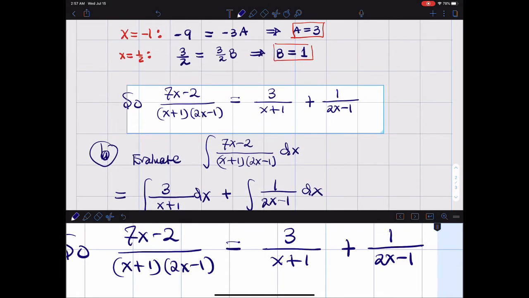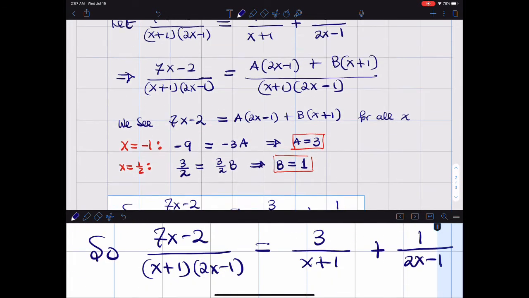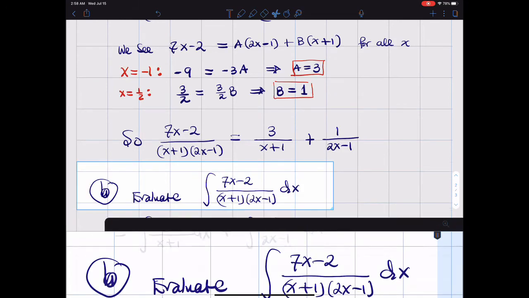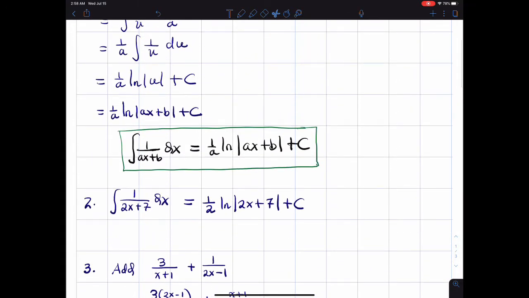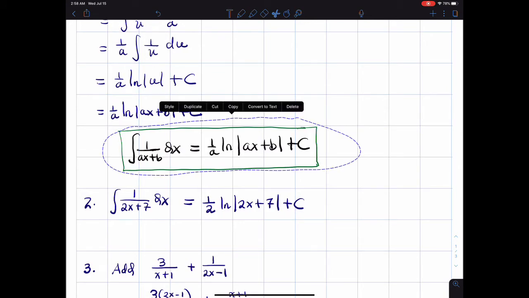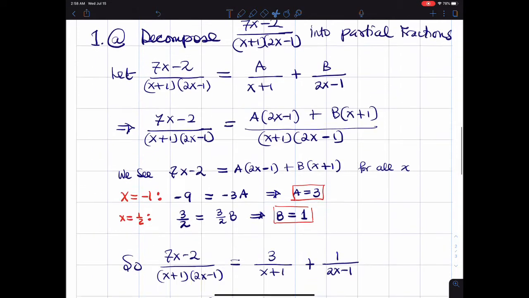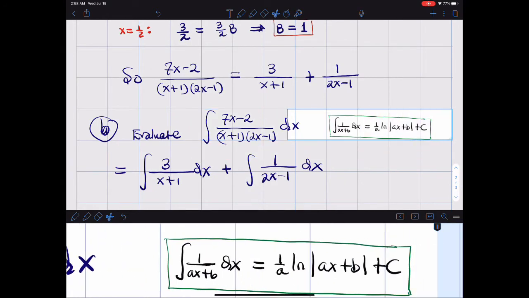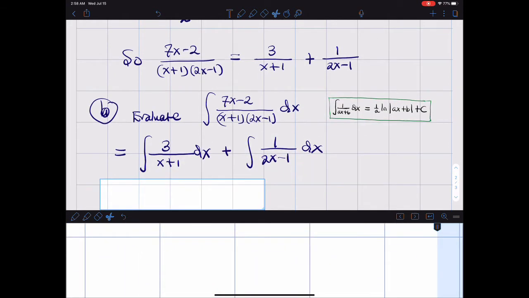Now, this is where we are going to make use of the first result we got. I had a reason for boxing it up. Look at this result. It comes in handy now. Copy it, and I'm going to paste it here. So we're going to make use of this little result right here: the integral of 1 over (ax plus b) dx is 1 over a times the natural log of (ax plus b) plus c. So let's go one by one.